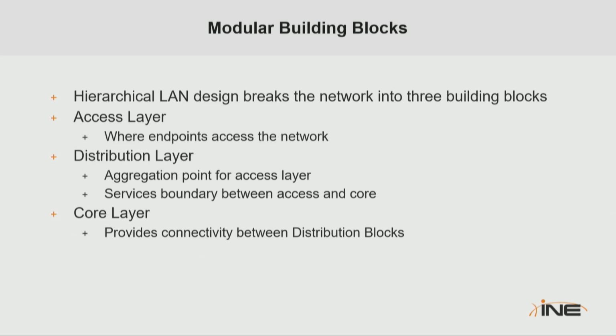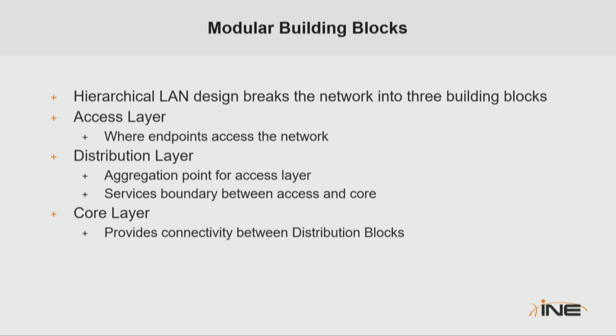Now specifically, the hierarchical LAN design model breaks the network into three building blocks, which we call the access layer, the distribution layer, and the core layer. The access layer is where our endpoints attach, like PCs and IP phones or IP cameras. The distribution layer is going to be the aggregation point for the access layer, and it's going to be the services boundary between the access layer and the core. The core layer is going to provide connectivity between the distribution blocks and provide high-speed switching of the traffic between the distribution blocks.